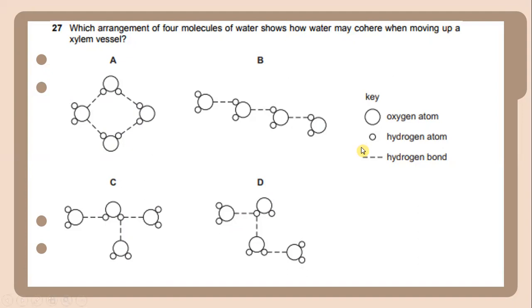27. Which arrangement of 4 molecules of water shows how water may cohere when moving up a xylem vessel? The answer will be B.